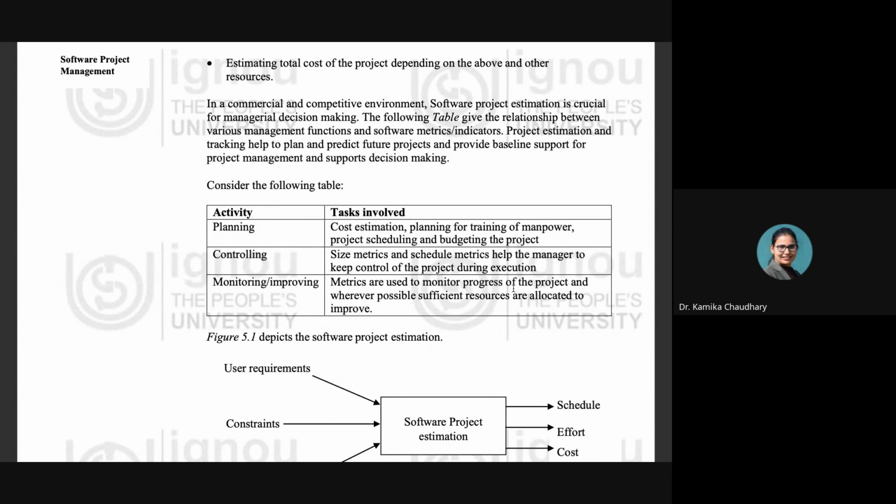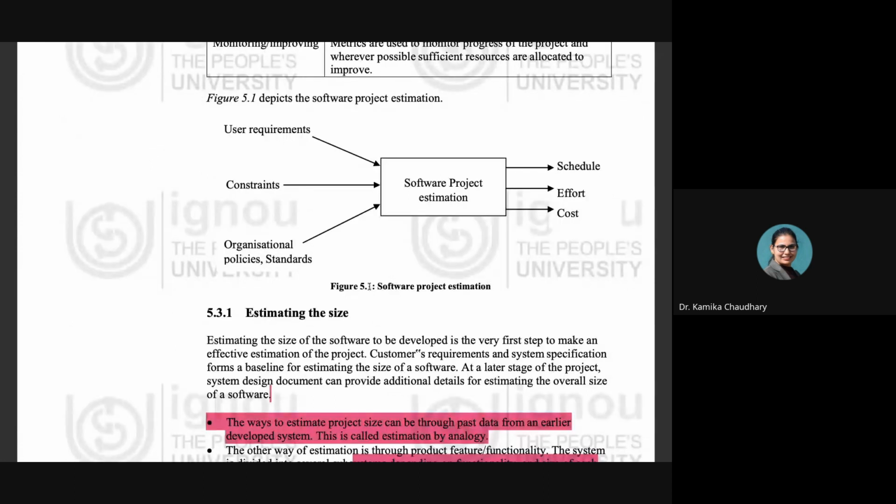So we are just going to read it from here. In a commercial and competitive environment, software project estimation is crucial for managerial decision making. The following table gives us the relationship between the various management functions and the software metrics indication. Now we have another figure which is going to explain the software project estimation. So in between we have the software project estimation.